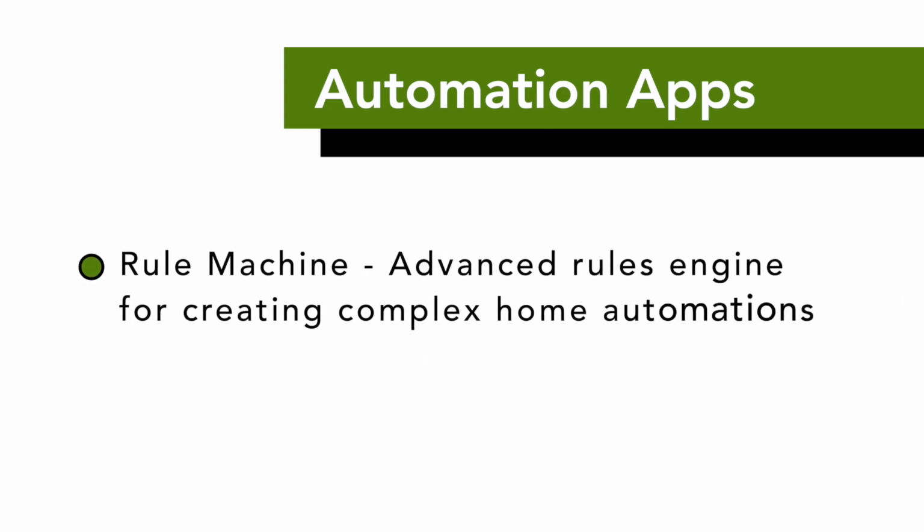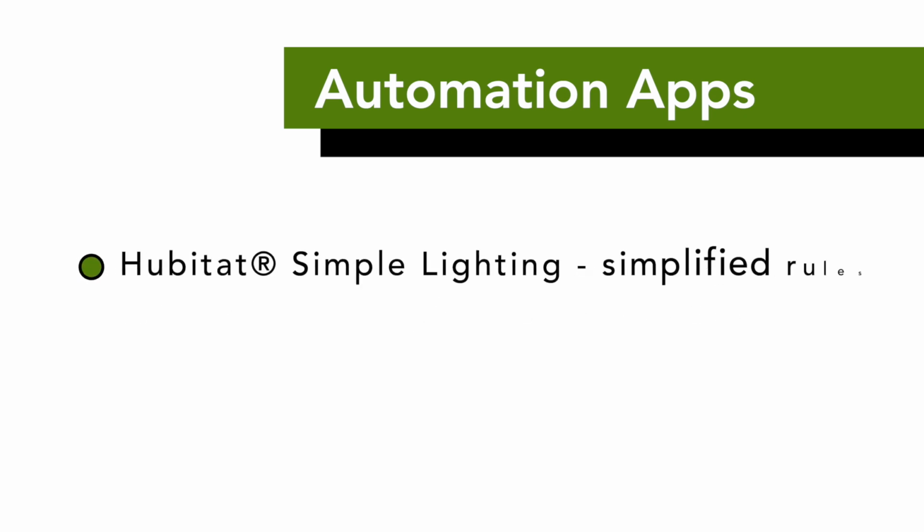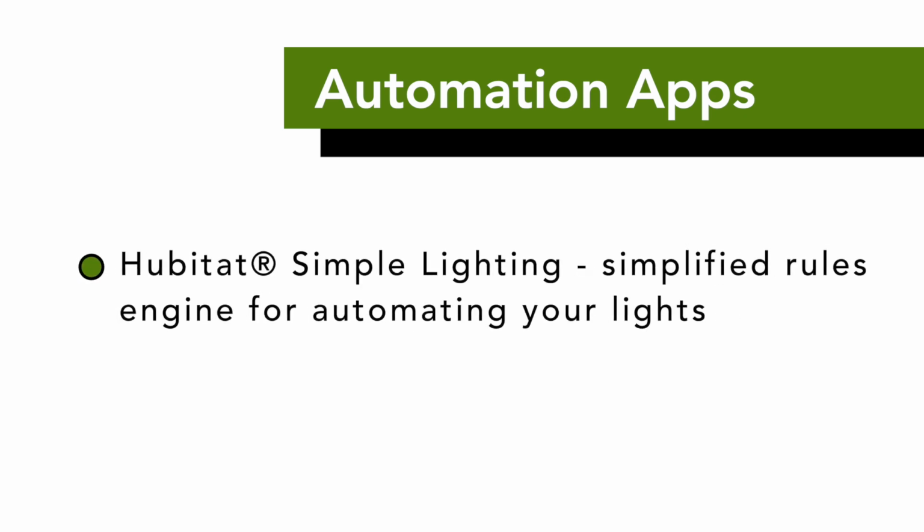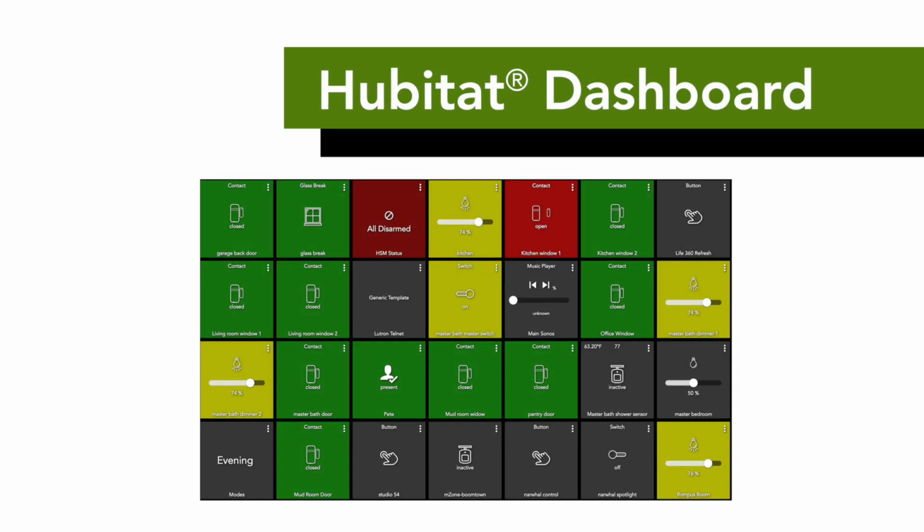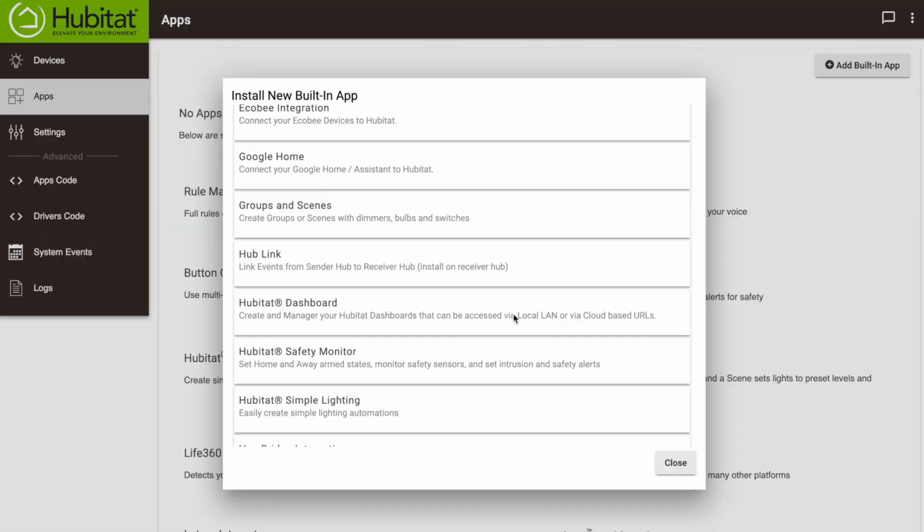For advanced users, Rule Machine is one of our most powerful apps, giving you the ability to elevate your home in almost unlimited ways. For new users, apps like Hubitat Simple Lighting or Motion Lighting are much more approachable for some of your more common automations. Other apps, like Hubitat Dashboard, give you new ways to interact with your hub and your devices.